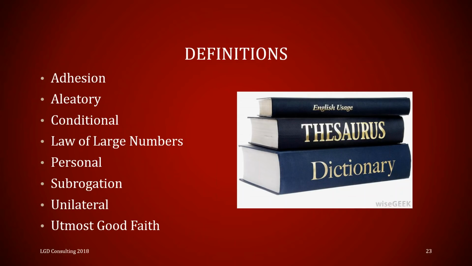Insurance is a conditional contract because conditions have to be met. You do have to suffer loss in order to collect from the contract, from the policy. Okay, that's pretty simple. Law of large numbers. Keep it simple.